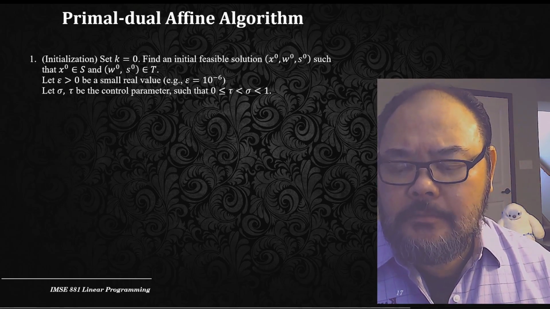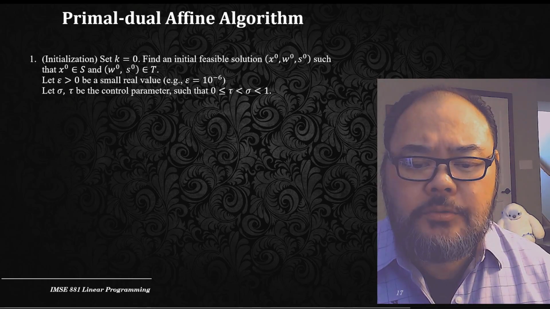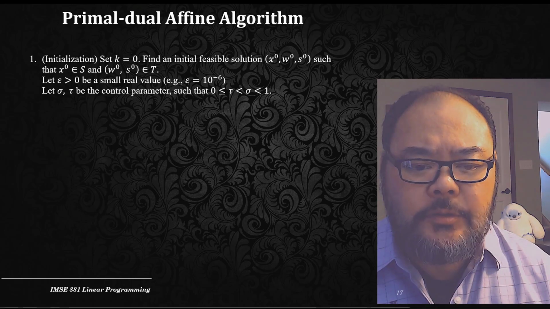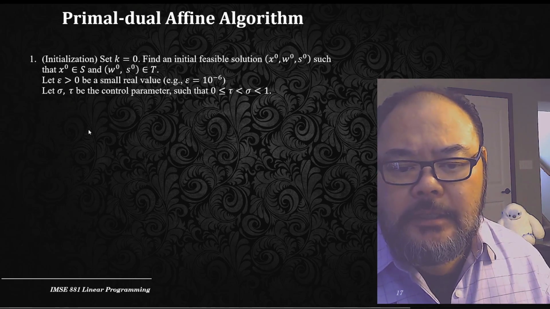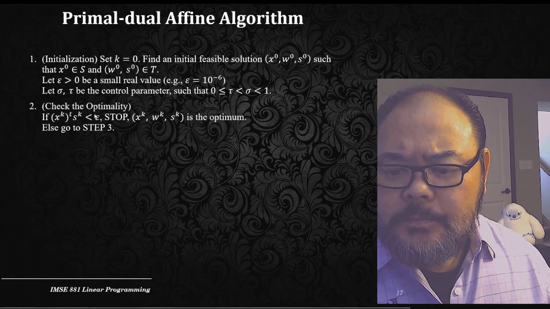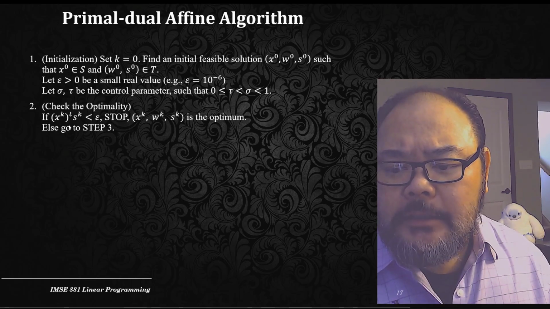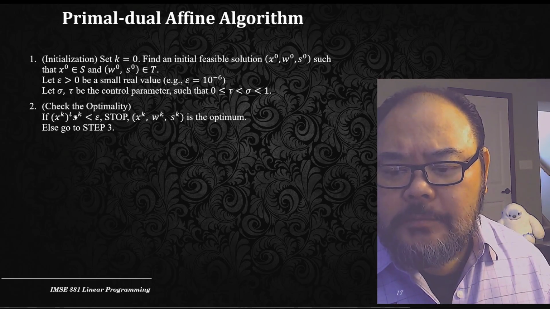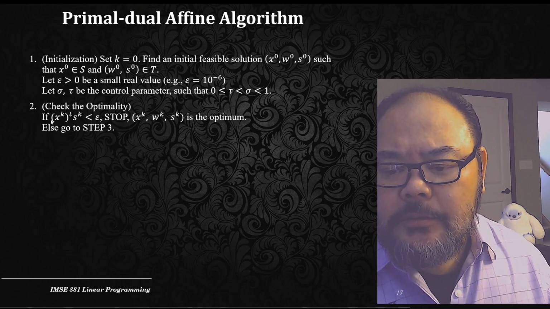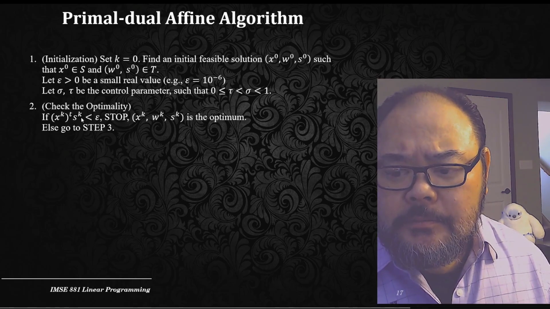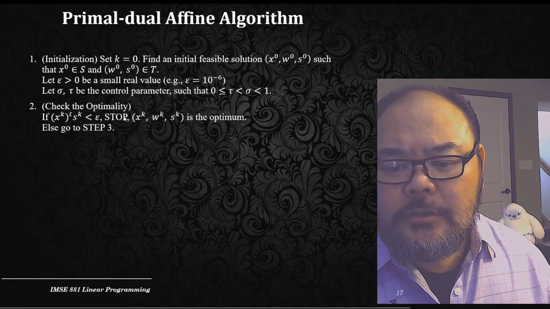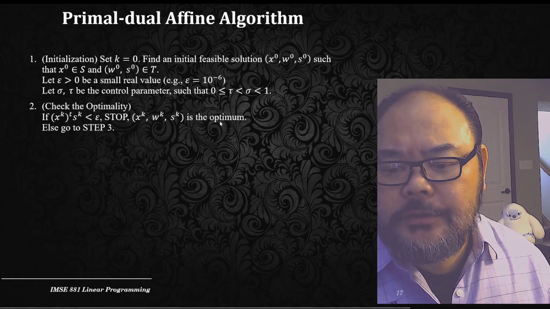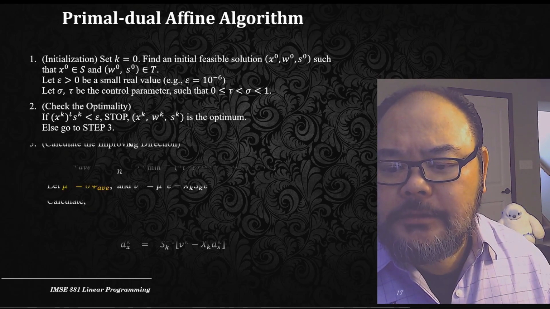Then we let sigma and tau be control parameters, where tau is less than sigma, and both of them are between 0 and 1, hopefully slightly less than 1. And we calculate our duality gap, Sk transpose times Sk. If this value, which is our duality gap, or complementary slackness, as defined, is less than epsilon, we call the current solution optimal. Otherwise, we go to the next step.